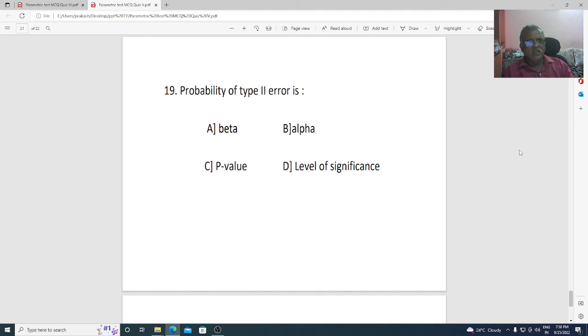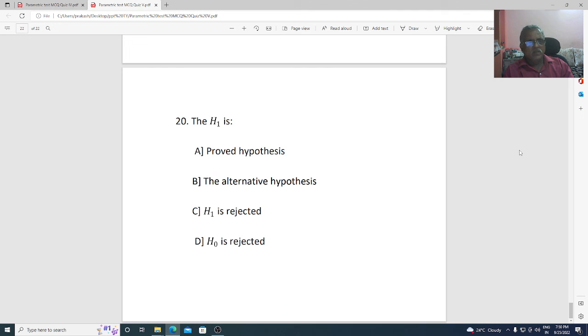Question number 19. Probability of type 2 error is option A, beta, option B, alpha, option C, p-value, option D, level of significance. The correct option is A, beta. Question number 20. The H1 is proved hypothesis, the alternative hypothesis, H1 is rejected, H0 is rejected. The correct option is option B, the alternative hypothesis.